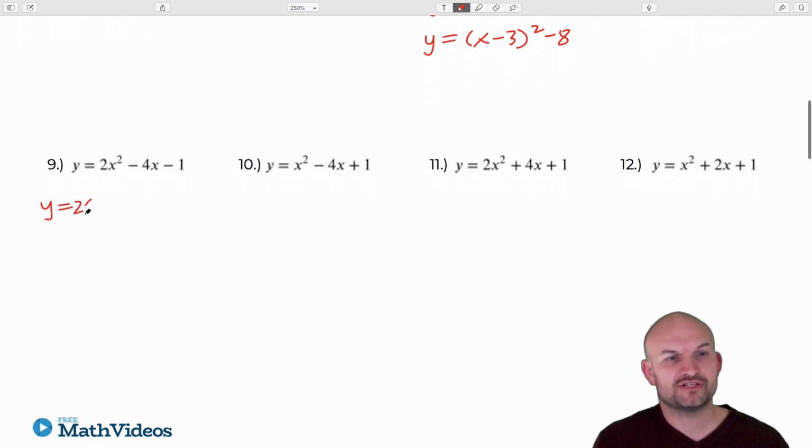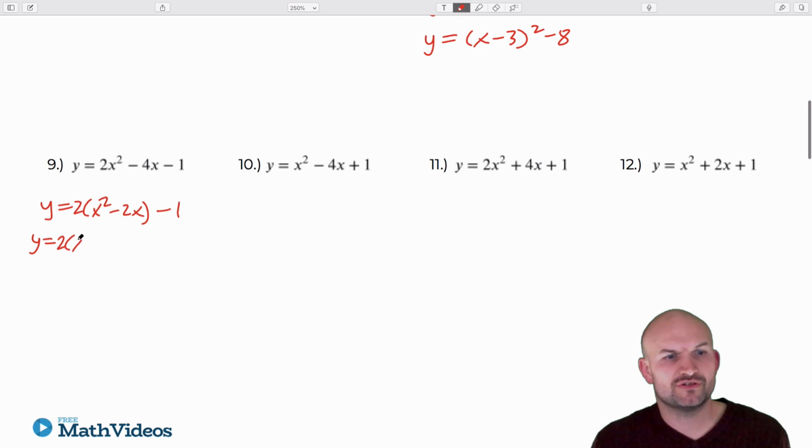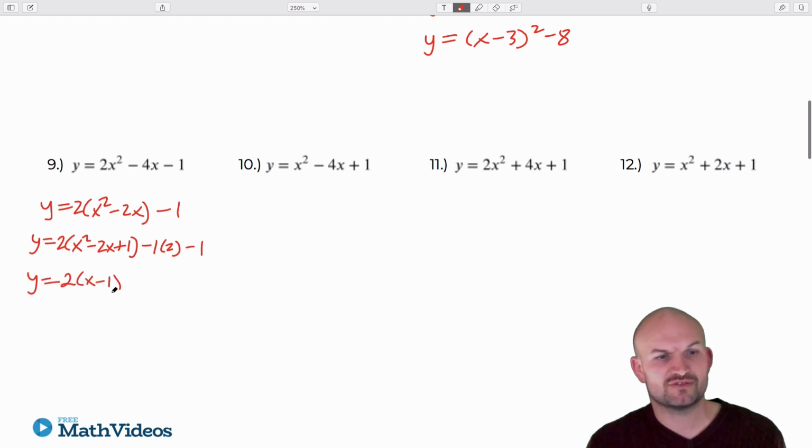Here I can factor out a 2. Therefore, that's going to leave me with x squared minus 2x minus 1. And then I recognize this to be my factored form here. y equals 2 times x squared minus 2x plus 1, and then just don't forget the minus 1, but then still multiply that by 2, and then subtract 1. So y equals 2 times x minus 1 quantity squared minus 3.